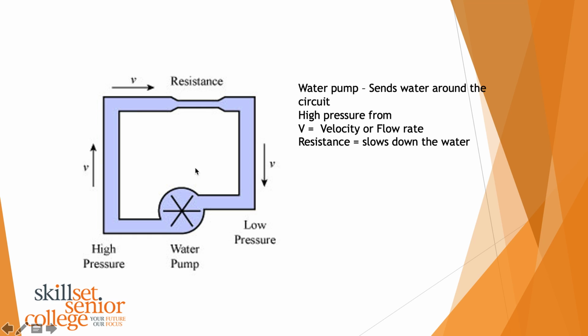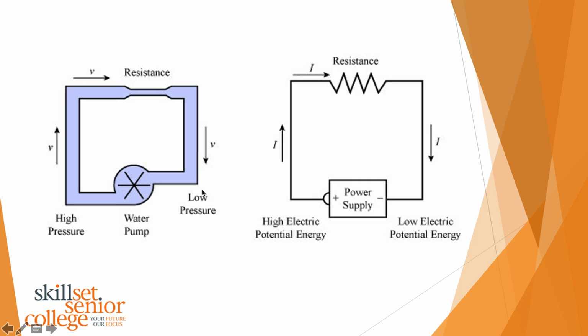So that makes sense for water, okay? We're going to have high areas of pressure of water coming through. When they get squeezed through this smaller part of the tube, it's going to slow everything down and you're going to have a lower pressure on this side, and the pump is going to be pushing the water around. So we can use the same analogy when we talk about a simple circuit.